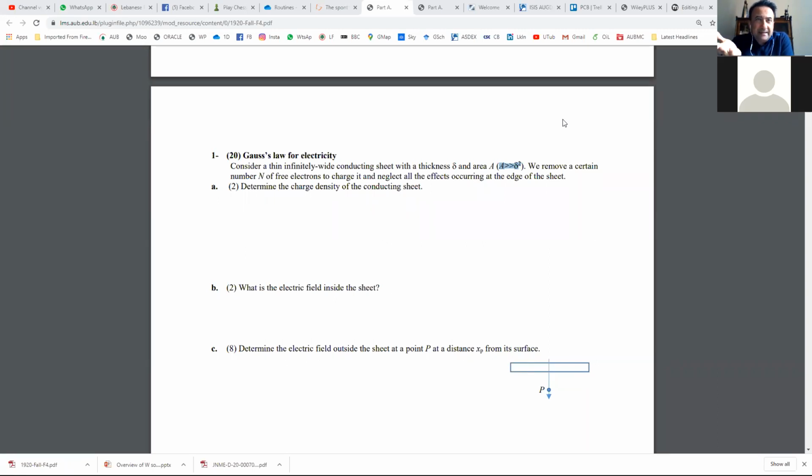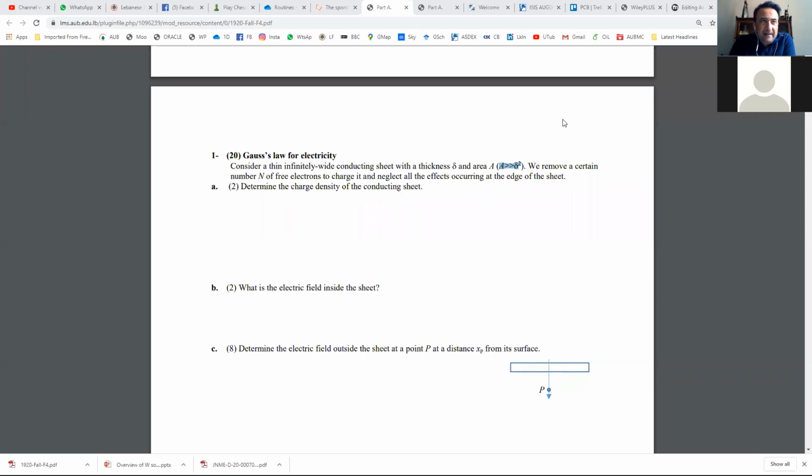And in this sentence I'm stating that the area is much greater than delta, so I'm going to neglect the effect of the boundaries. We remove a certain number N of free electrons to charge it and neglect all effects occurring at the edge of the sheet. Exactly. So the first question is to determine the charge density of the conducting sheet.